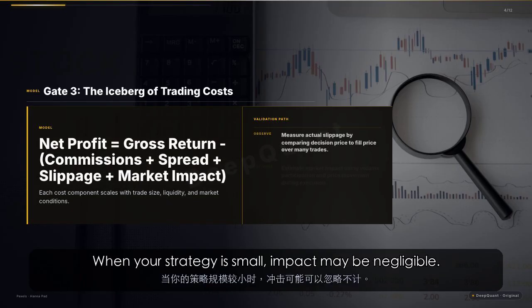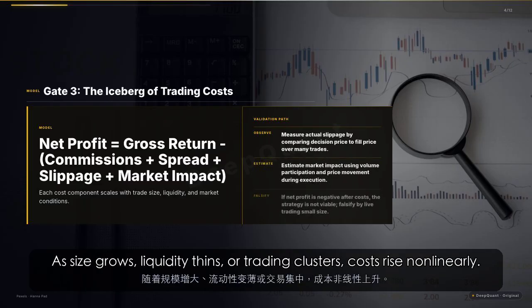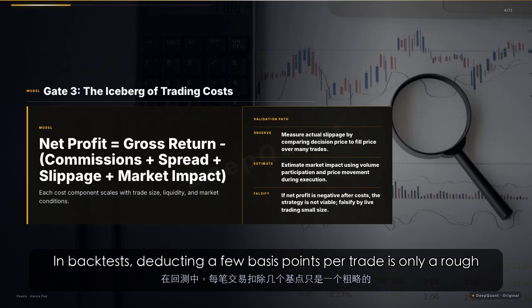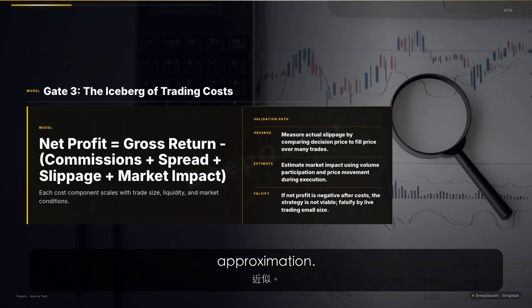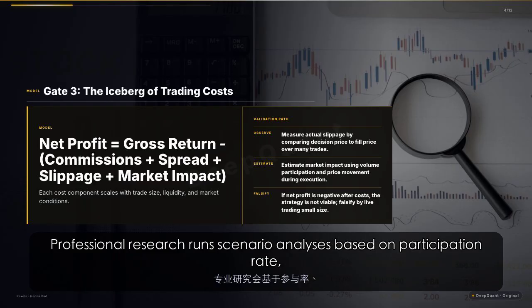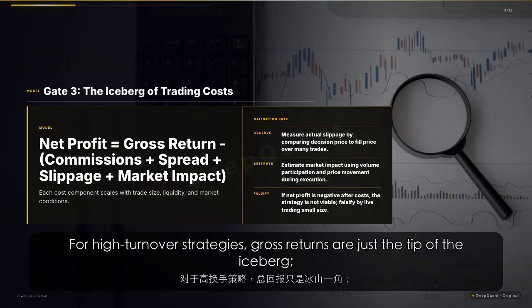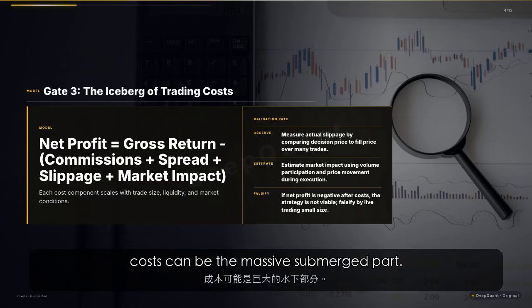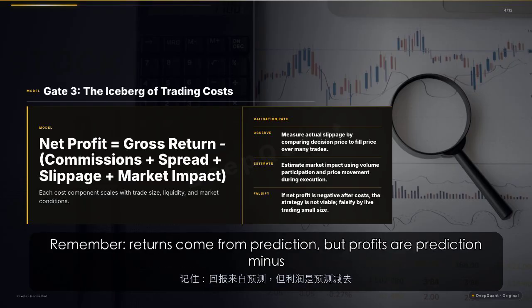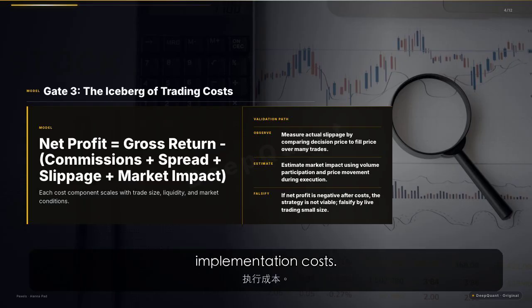When your strategy is small, impact may be negligible. As size grows, liquidity thins, or trading clusters, costs rise non-linearly. In backtests, deducting a few basis points per trade is only a rough approximation. Professional research runs scenario analyses based on participation rate, volatility, spread, order type, and time of day. For high turnover strategies, gross returns are just the tip of the iceberg; costs can be the massive submerged part. Remember, returns come from prediction, but profits are prediction minus implementation costs.